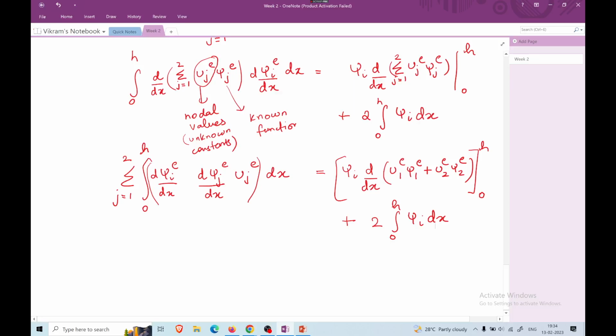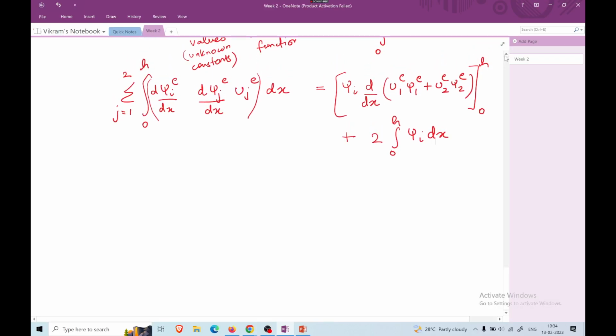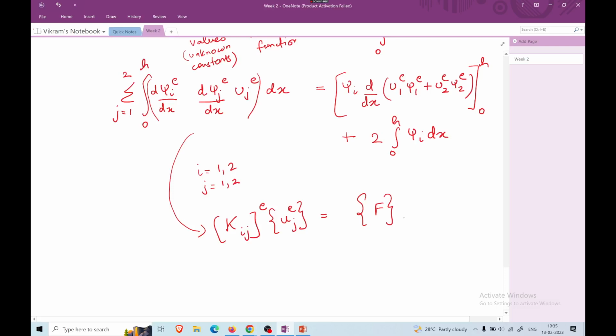So totally how many equations am I going to have? I am going to have 2 equations totally, but you will have 4 terms corresponding to I equal to 1 comma 2 and j equal to 1 comma 2. So this is nothing but your kij into uj is equal to some fi. So this is this thing. We will try to further evaluate.